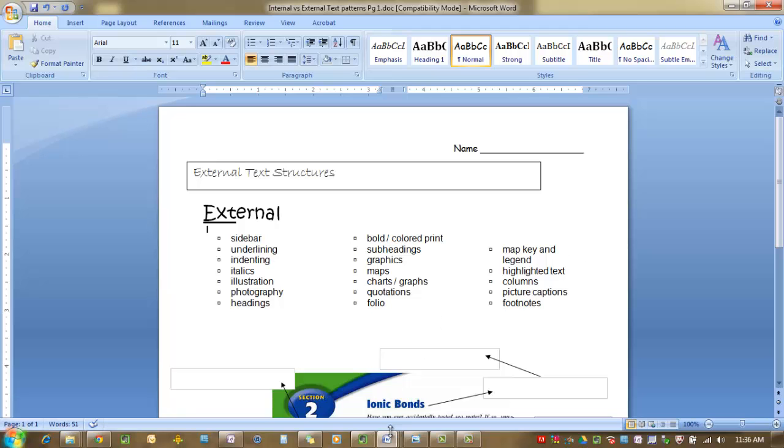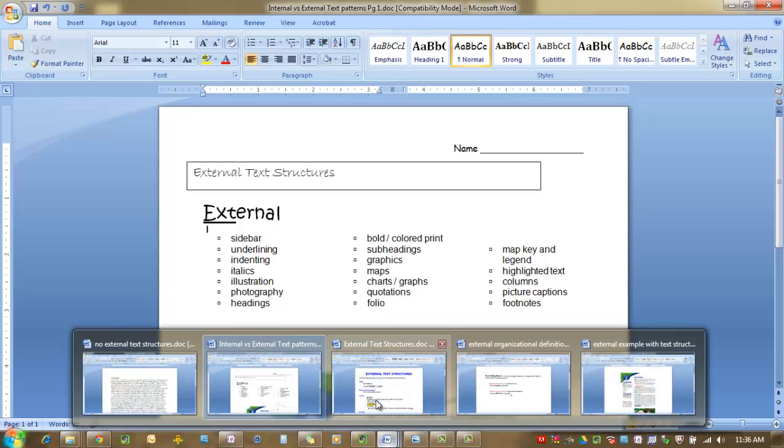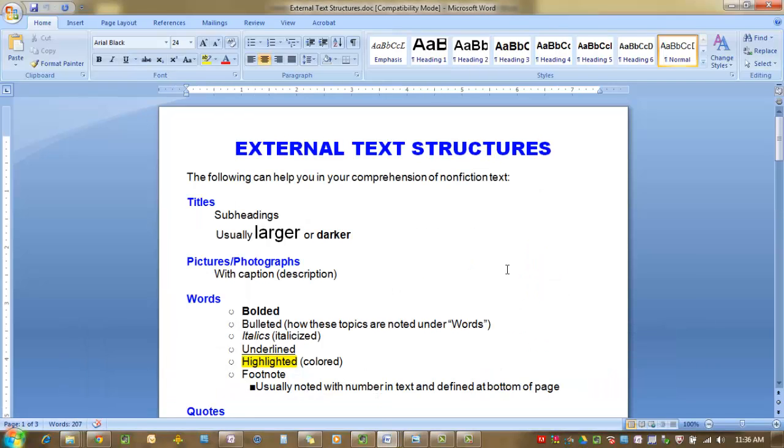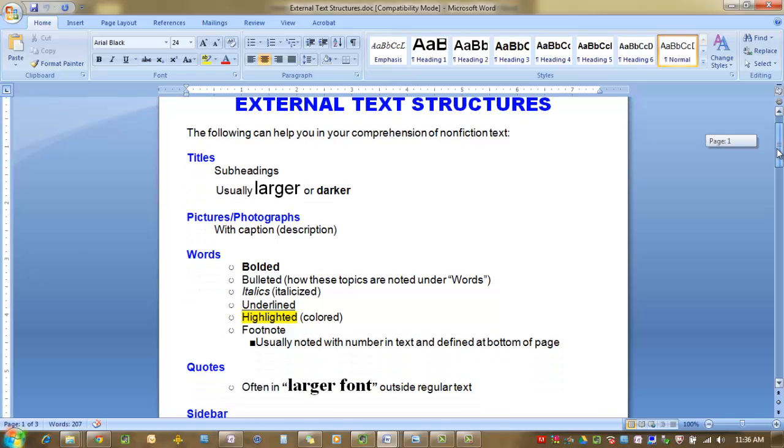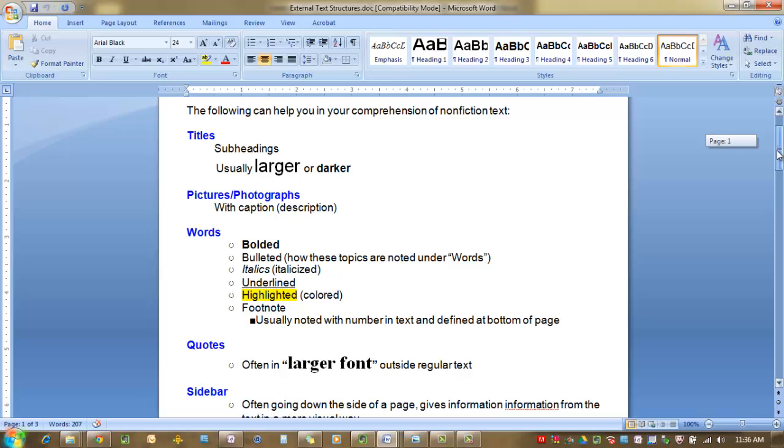You have another document, one of the other documents that I shared with you, called What Is an External Text Pattern Structure. And this is like a sheet of definitions for you. I'm just going to quickly go through it. You can use this for reference in the future. This is not an assignment.